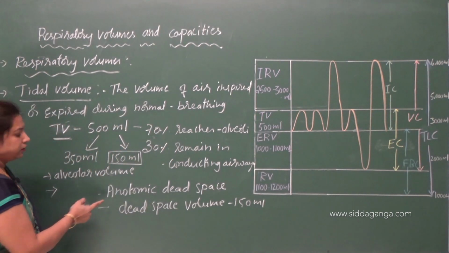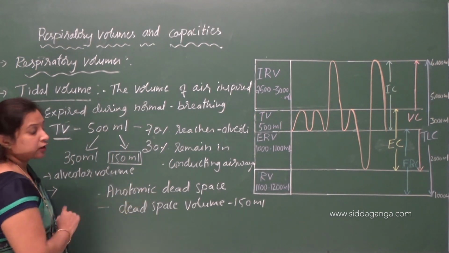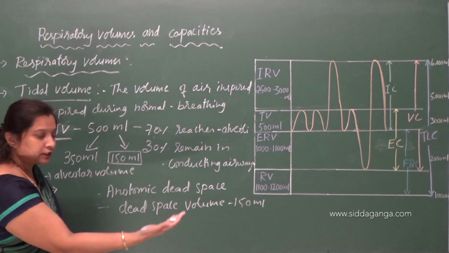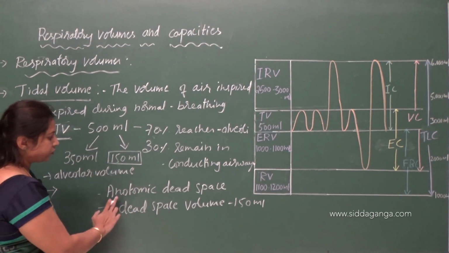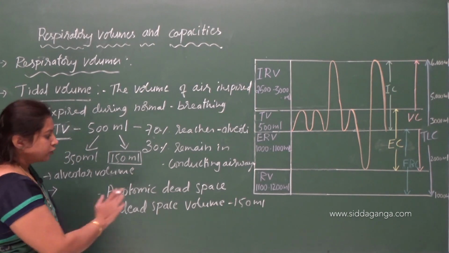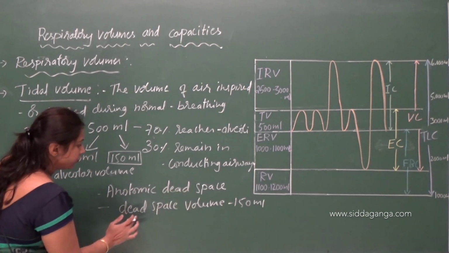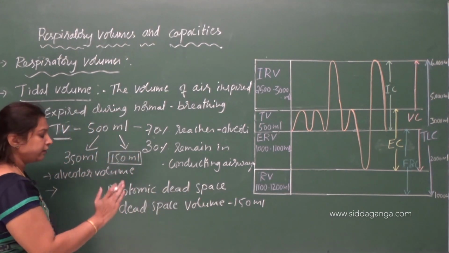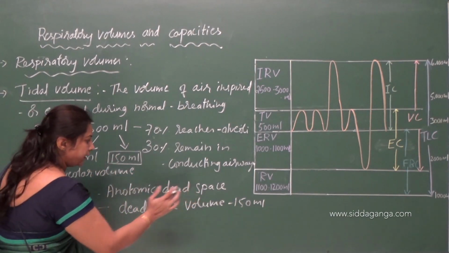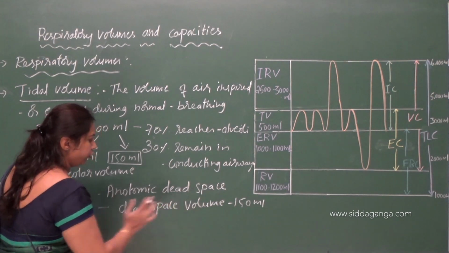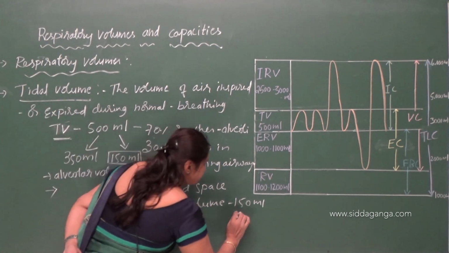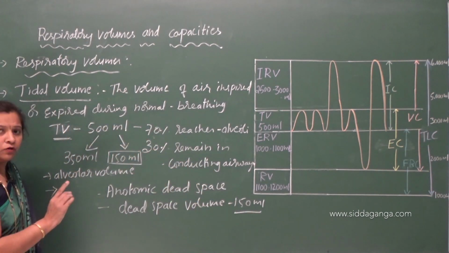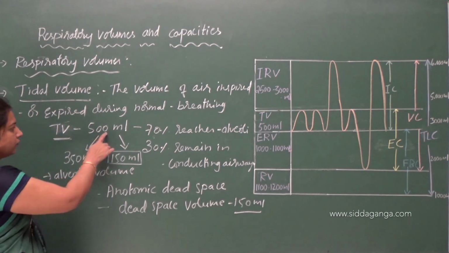So you have to remember these points for NEET. So what is anatomic dead space? Anatomic dead space is the conducting airways with the air which is not involved in the respiratory exchange. The volume of air which is present in this dead space is called dead space volume. The volume of air which remains in the dead space is the dead space volume. So what is the dead space volume? It is 150 ml. So we have come to know what is tidal volume and its value, 500 ml.